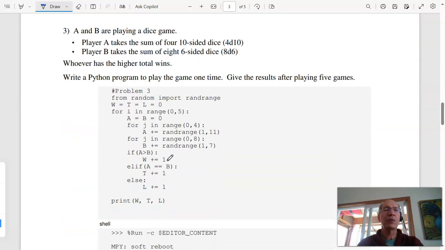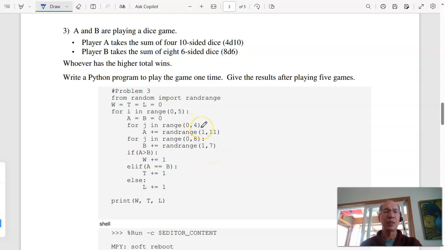Problem 3 looks at a for loop. I have player A taking the sum of 4 10-sided dice, and B taking the sum of 8 6-sided dice. To get a single die roll, A and B start at 0 points, I count to 4 and generate a random number between 1 and 10. Do that 4 times, I have 4d10. This is 8d6. Oddity about Python, 11 means 10, 7 means 6 in randrange. A little bit different than MATLAB.